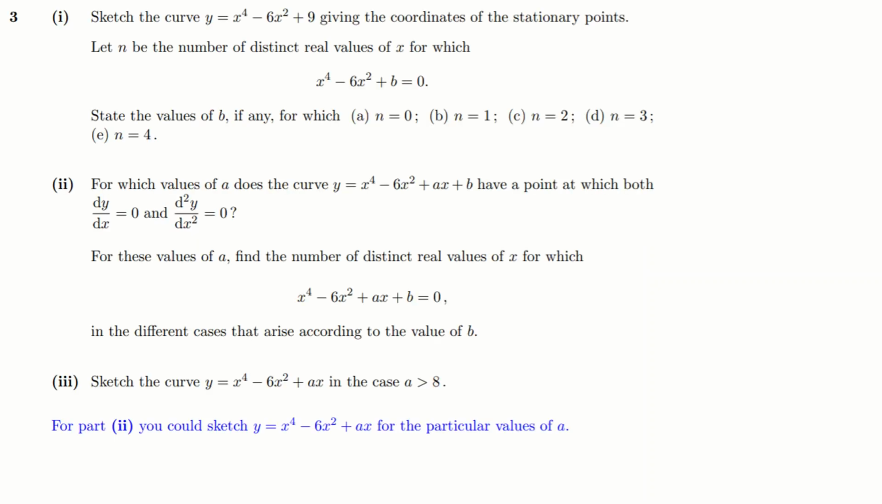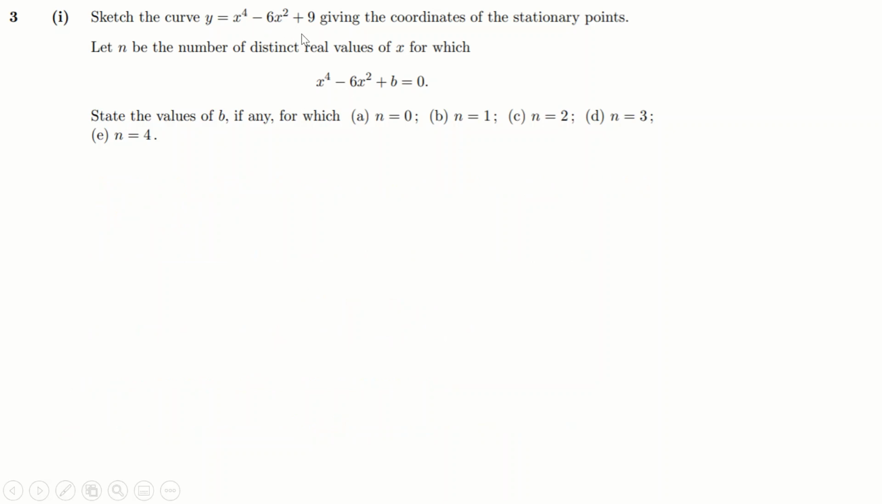Okay, so this is STEP Support Assignment number 13. It was this question on sketching graphs. Let's get straight into it. You're asked to sketch this graph here.